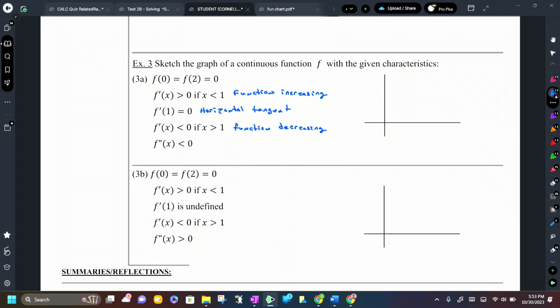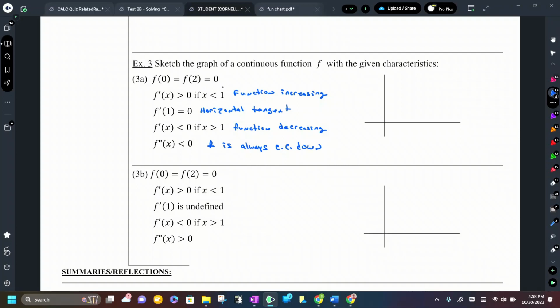Now, here's where things are going to get a little more fun. It says f double prime of x is less than 0. So my second derivative is always negative. So this means that my function is always concave down on that interval.